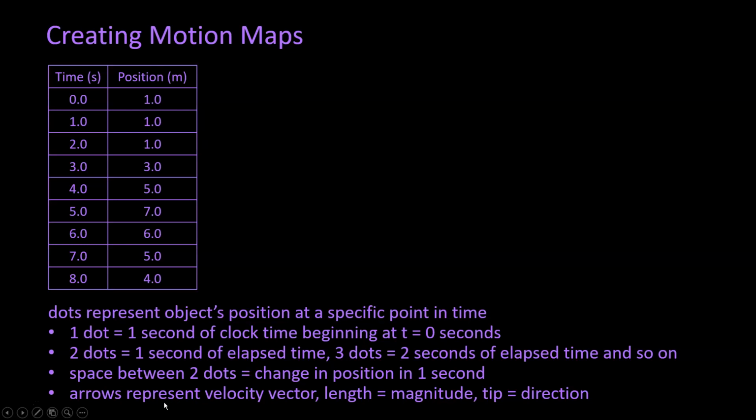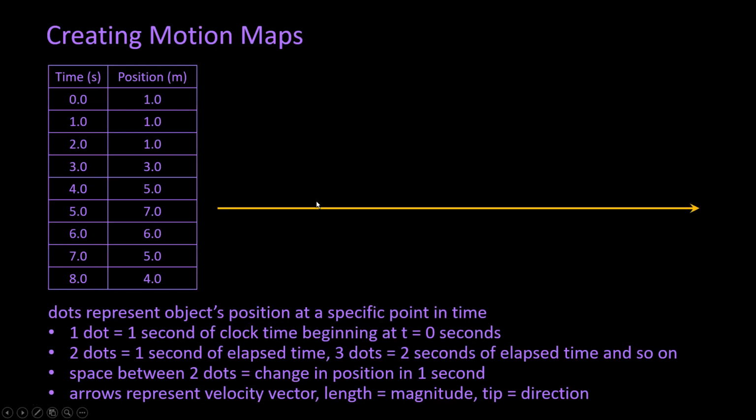Arrows are an awesome way to visually represent vectors, because vectors have both magnitude and direction, and arrows have both magnitude and direction also. The length of the arrow is equal to the magnitude of the vector quantity, and the direction the arrow is pointing, or its tip, is equal to the direction of the vector quantity.